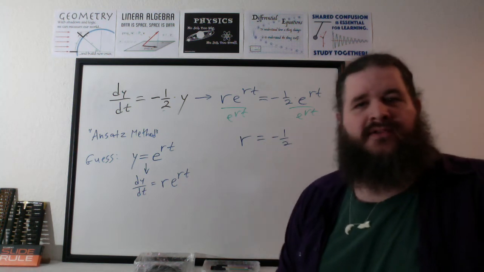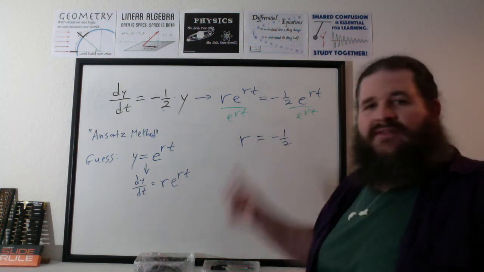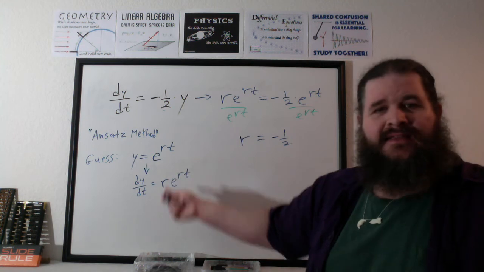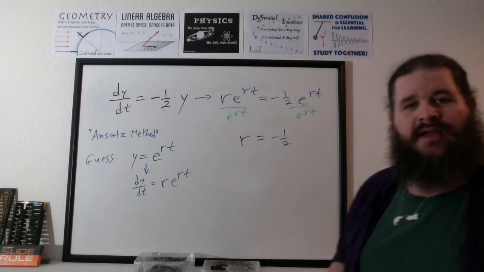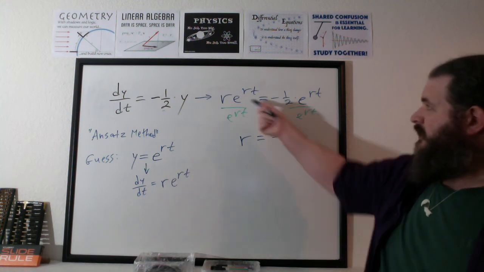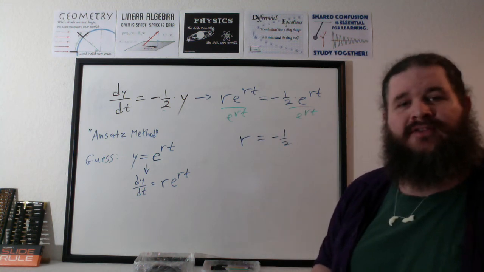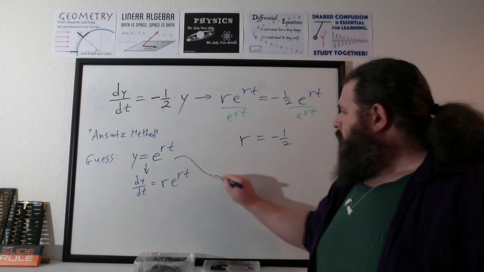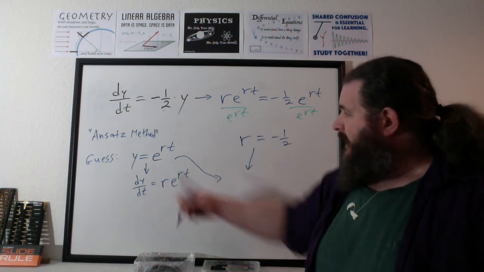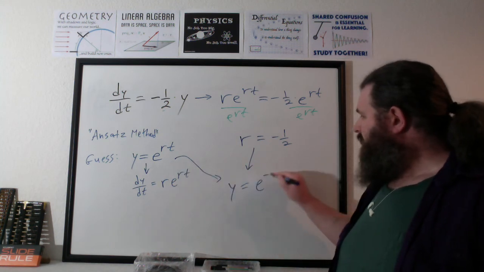This tells us two things. First of all, the fact that this equation even works means this guess is valid, that e to the rt is what the solution is going to look like. And second, it gives us an equation describing what r has to be, or at least what constraints r has to follow to make this work. So substituting that r value into our guess, we get y equals e to the negative 1/2 t.